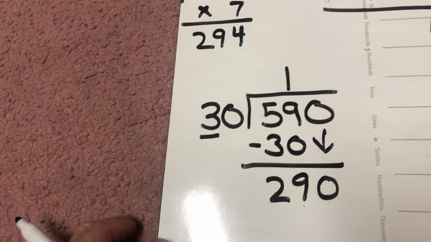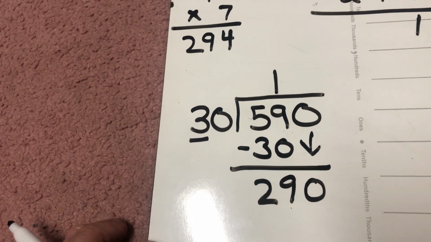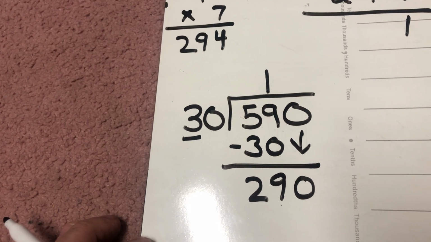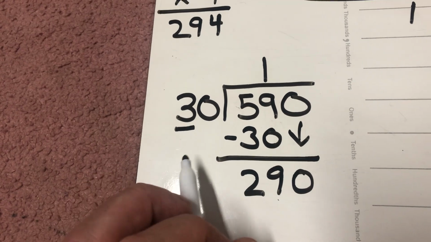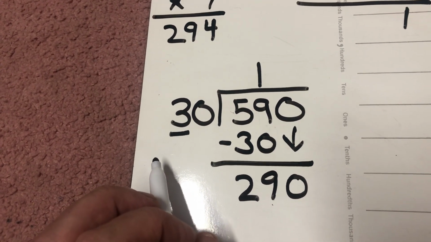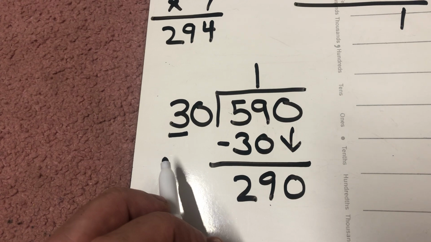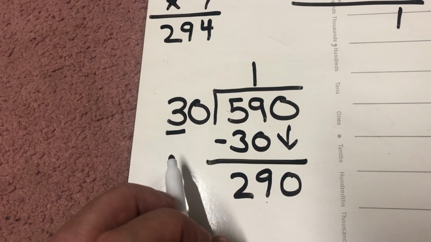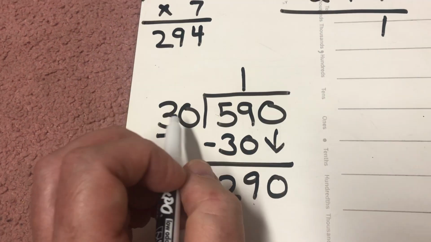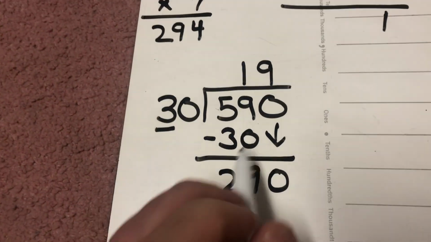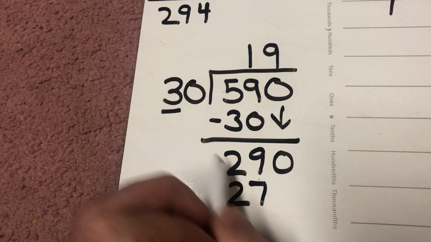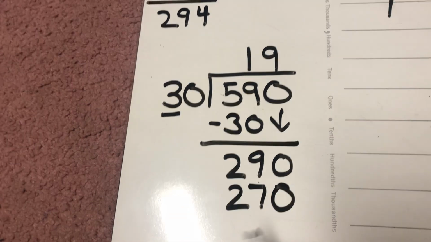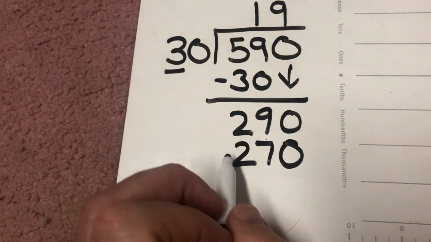So 3 can go into 29 9 times, because I know that 3 times 9 is 27. Well, that tells me that 30 times 9 then is going to be 270, because the 3 times 9 is 27, add the 0, I get 270. So I'm going to proceed here with confidence that 30 can go into 290 9 times. We've already established that 9 times 3 is 27. Add the 0, since it's really 9 times 30, so I get 270.